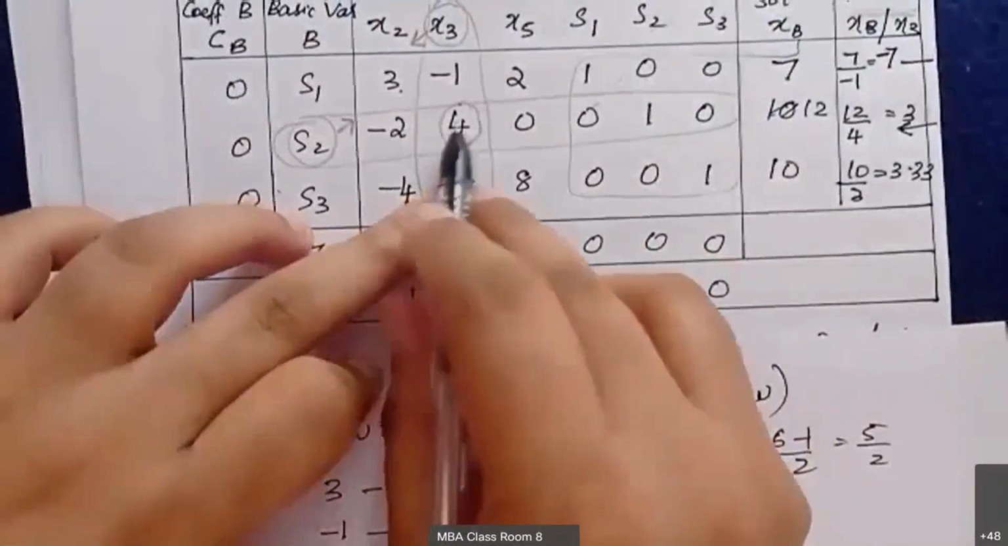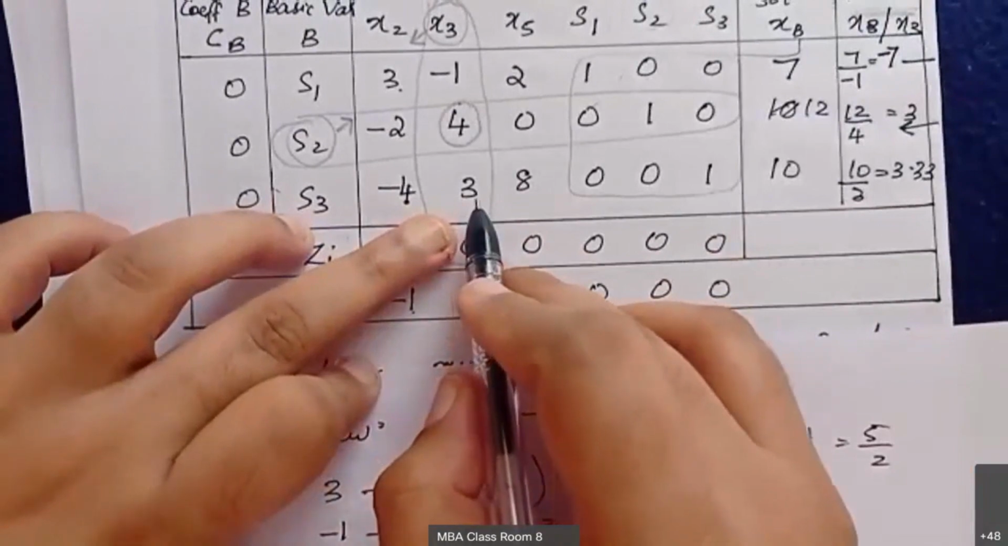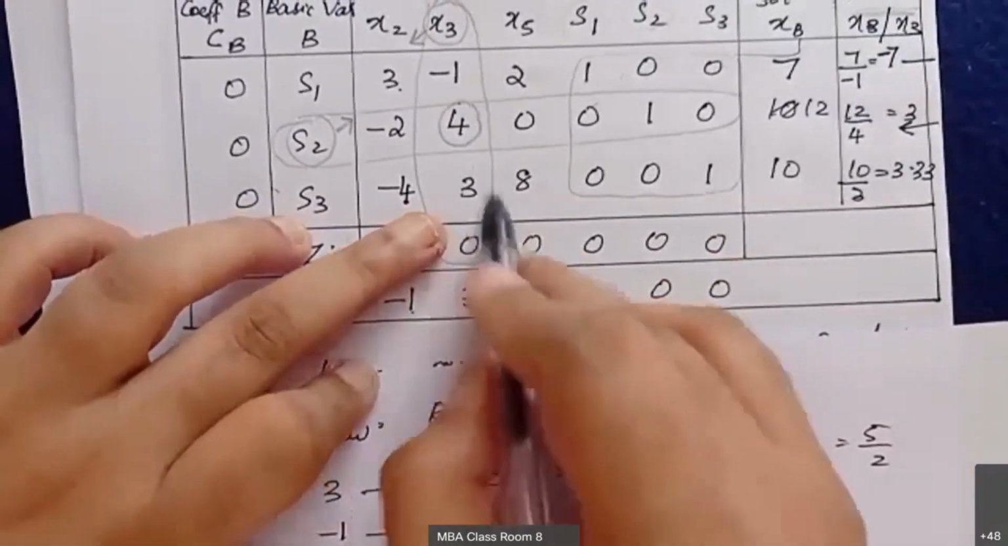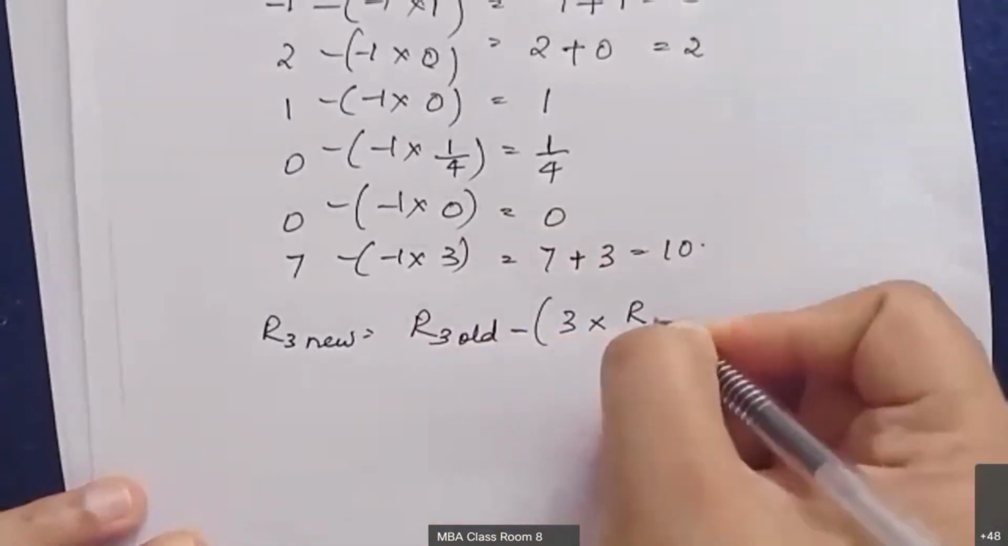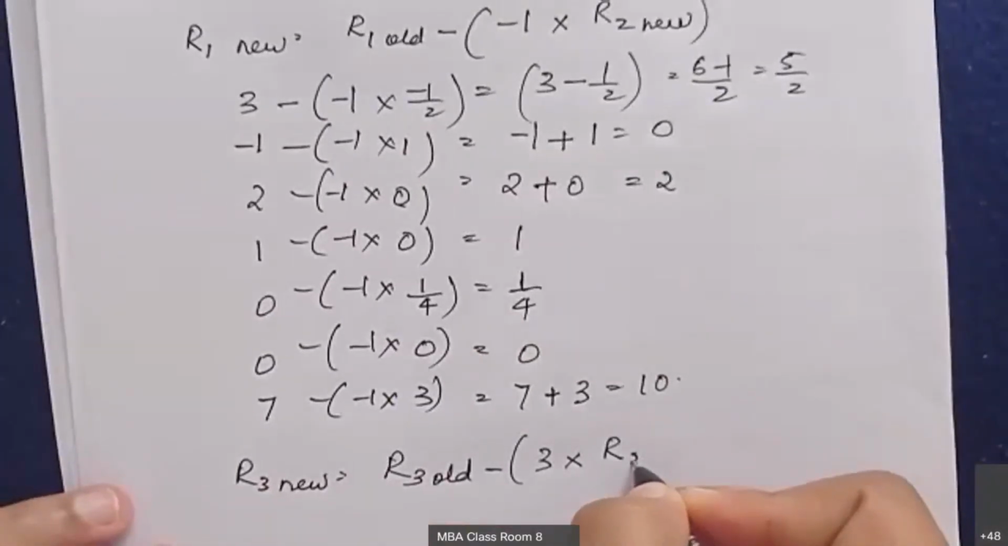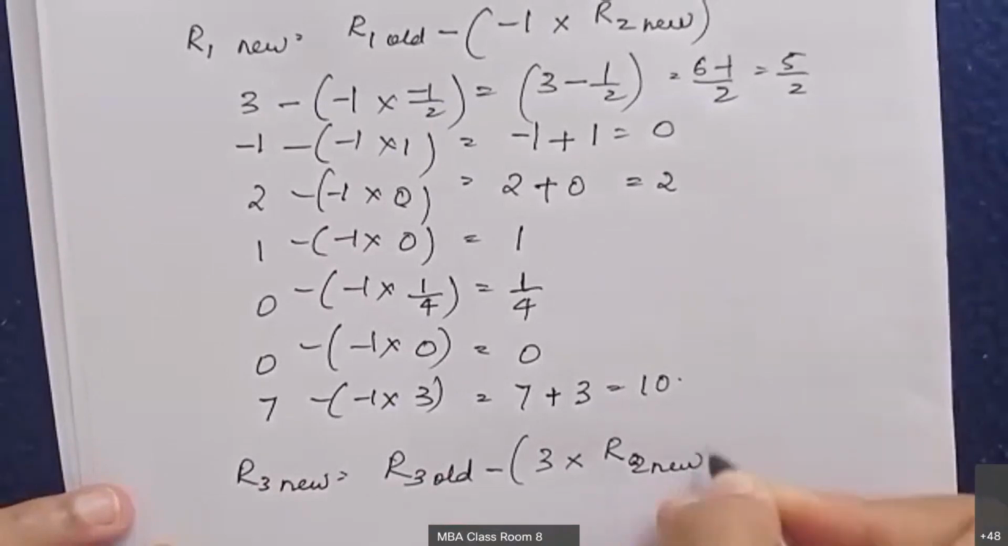Over here, the key element is 4. So when we are considering the third row, we have to consider the number below the key element. Okay, that is 3. So over here I have 3 into R, which is our key row. Key row is the second row. Okay, so the R2 new is what we have to consider.